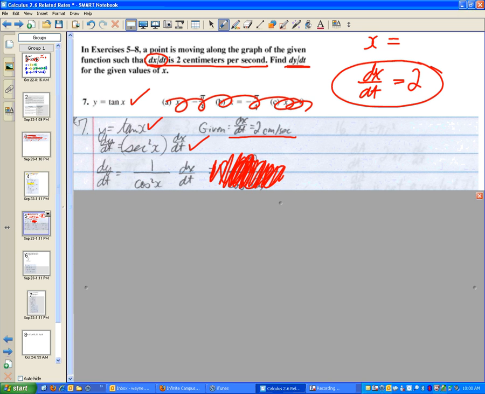Okay? Everybody good with that? Now, substitute in everything we know. We haven't yet used the fact that dx/dt equals 2, have we? Replace that dx/dt with a 2. So I've got 1 over cosine squared x times 2. So can I call that 2 over cosine squared x?